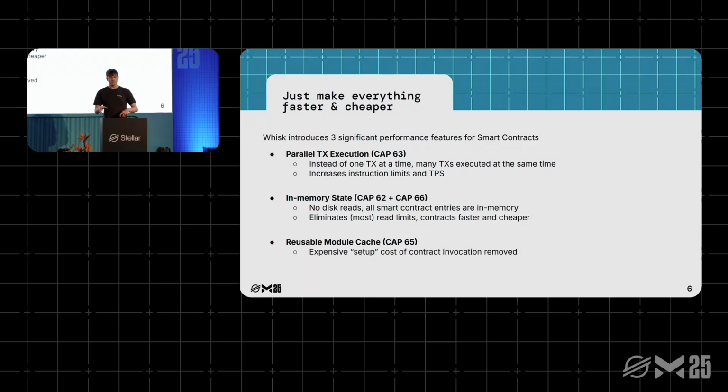And finally, we have the reusable module cache via CAP-65. This essentially removes the expensive setup costs from contract invocation by keeping instantiated modules in memory. And again, as is the theme of the day, makes everything a whole lot cheaper and a whole lot faster. So let's get into it.